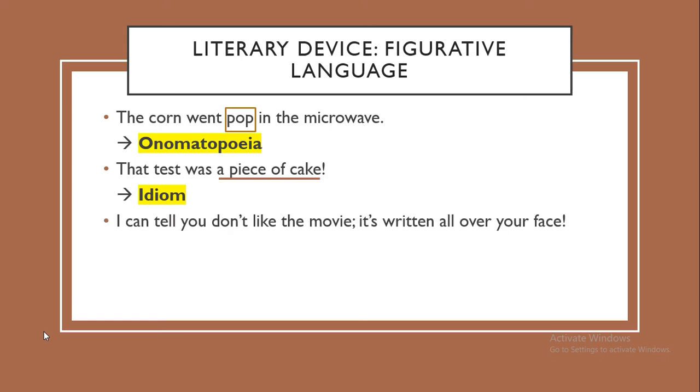I can tell you don't like the movie. It's written all over your face. So I want you to try this one on your own and look at here where it says it's written all over your face. Take about 30 seconds to identify what this is. So ask yourself, does the person actually have "I don't like this movie" written on their face? No. This is just something that we know what that means. It means that your facial expression shows me that. And so this is an idiom.